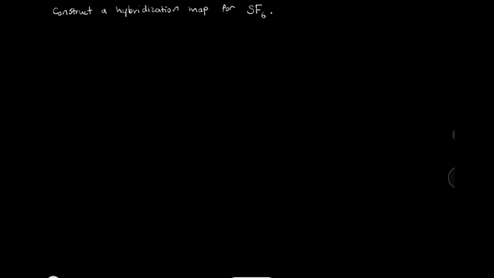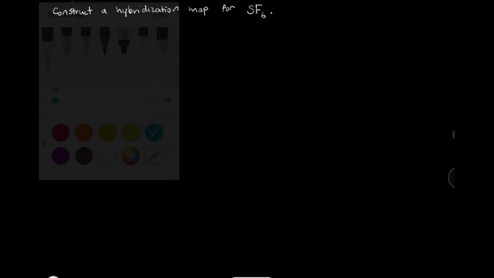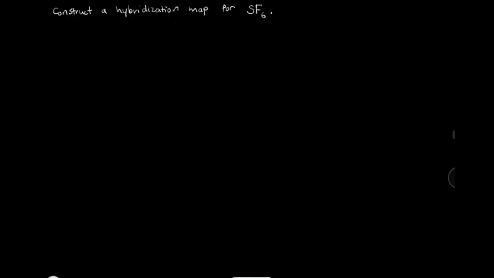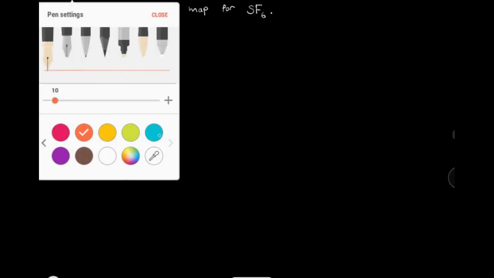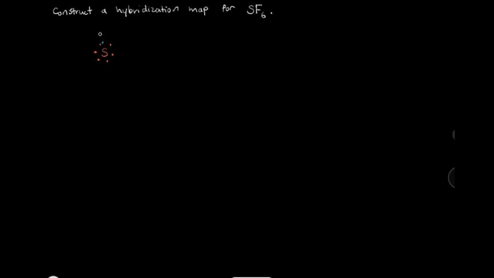All right, let's construct a hybridization map for sulfur hexafluoride. So what I'm going to first do here is look at sulfur. I'm going to do sulfur in orange here. And I'm just going to draw out the Lewis dot structure. So you can imagine that this will also be an example where the octet rule is violated, right? This is going to be similar to our previous example of phosphorus pentafluoride, right? But this time we have 6 bonding atoms. And in this case, we have this fluorine here.